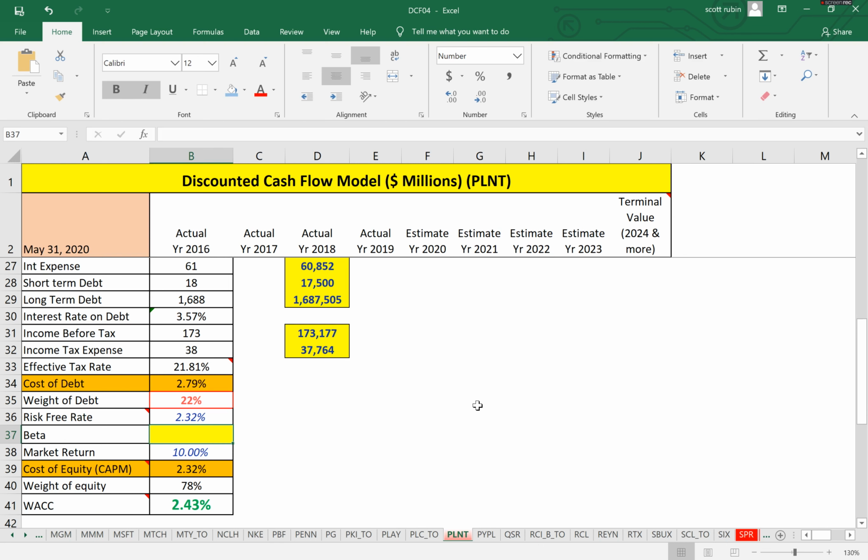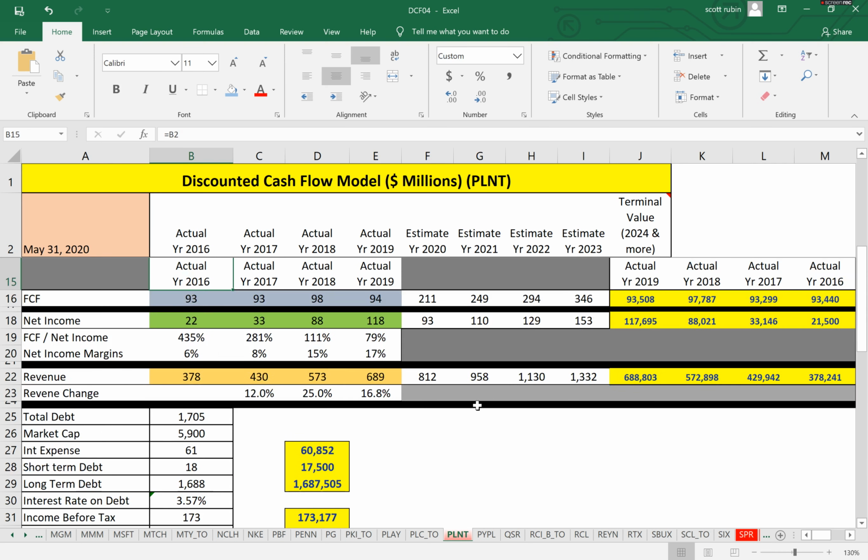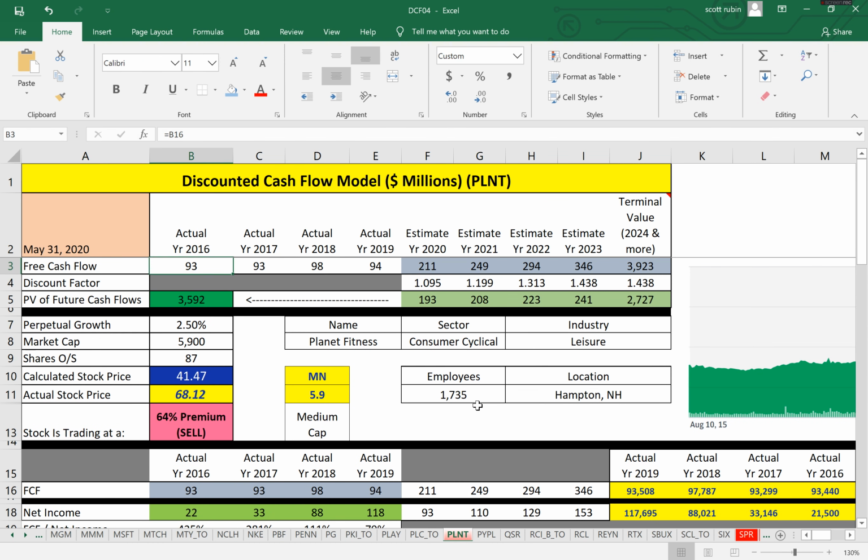Now we need the beta, 1.19, and that gives us the cost of equity, and we get that from the capital asset pricing model. It's 11.5% the cost of equity and 2.8% the cost of debt. And when you combine these numbers together, you get the weighted average cost of capital. And that's the discount rate companies use when they make investment decisions. And that's what we're going to use to discount the future free cash flows.